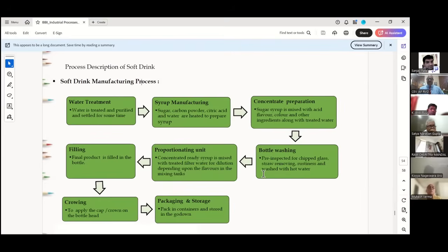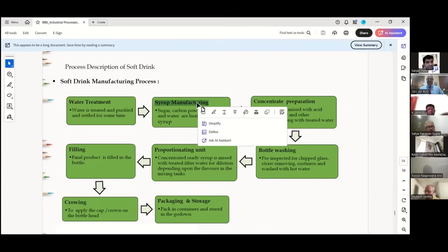To make the syrup, we dissolve the sugar in the water by heating it up, and the sugar dissolves in the water, so we prepare the syrup. Now this sugar syrup will go for the aging process.